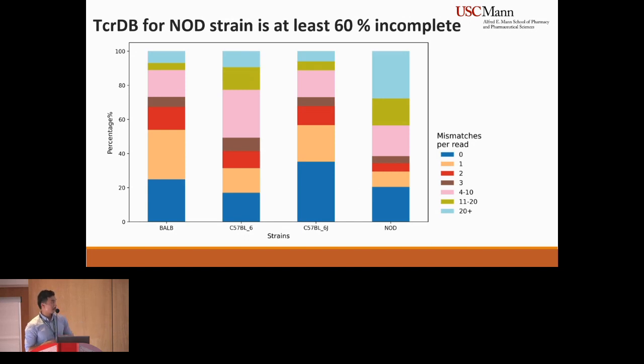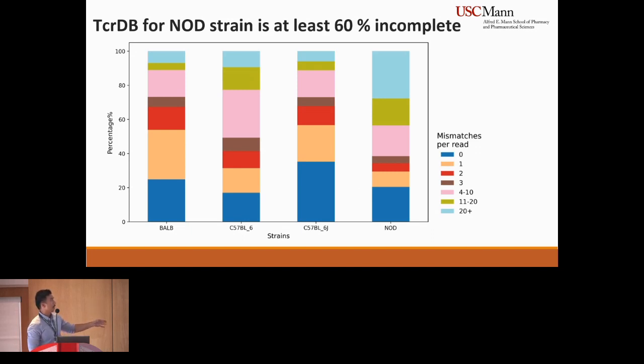On the other hand, 20 plus means there are 20 or more mismatches per read. It also means the IMGT database is not able to capture the genes in that read, and possibly some novel alleles were not recorded in the IMGT database. This is also future work I might be able to look at.